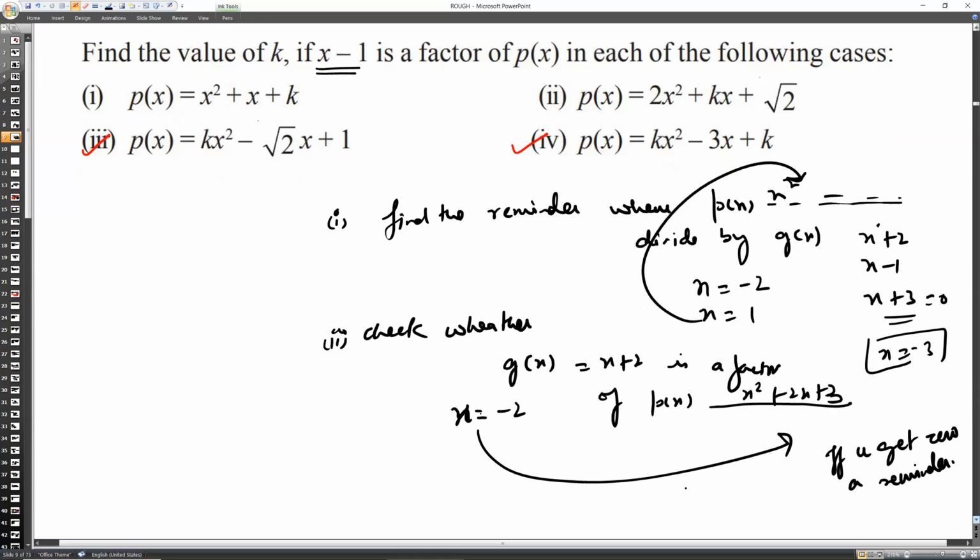Okay, if we get 0, then it is a factor. Otherwise it is not a factor. If we are not getting 0, then it will not be.